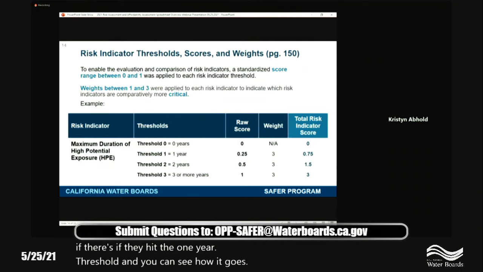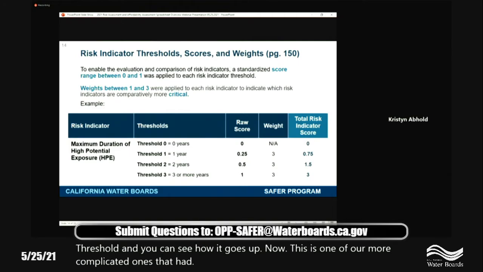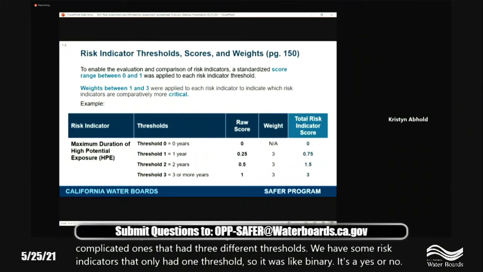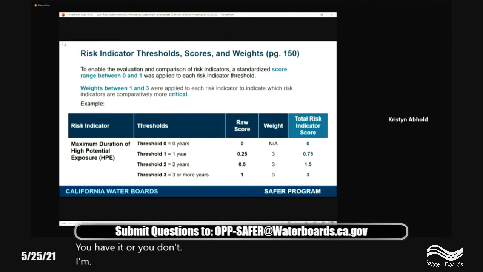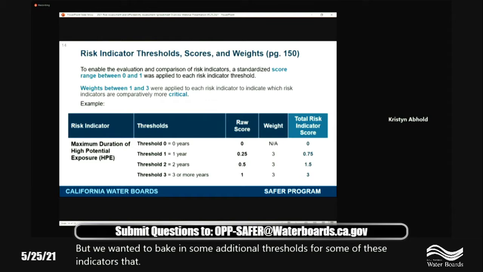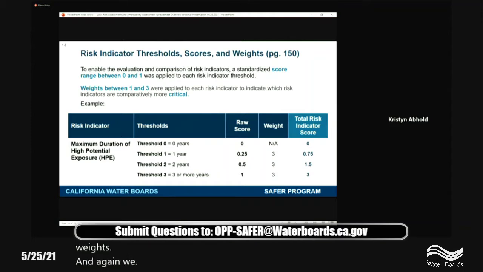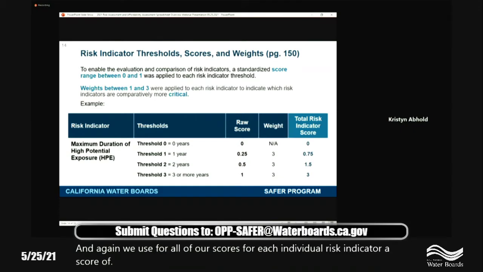Now, this is one of our more complicated ones that had 3 different thresholds. We have some risk indicators that only had 1 threshold. So it was like binary. It's a yes or no, you have it or you don't. But we wanted to bake in some additional thresholds for some of these indicators that gave more leeway for how we apply scores and weights. And again, for all of our scores for each individual risk indicator, we used a score of 0 to 1. And the weights that we use for both the individual indicators and the categories are between 1 and 3.